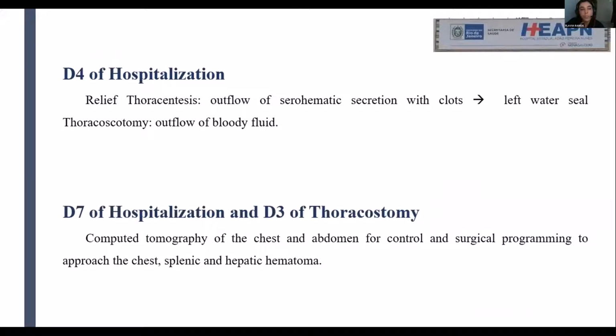On the 4th day, we decided to do a thoracentesis, and we had a serohematic secretion with clots. So we decided to put a chest tube. We don't have written how much came out of it. And on the 7th day, we decided to do another CT, like a control, and decided to program an abdominal laparotomy.